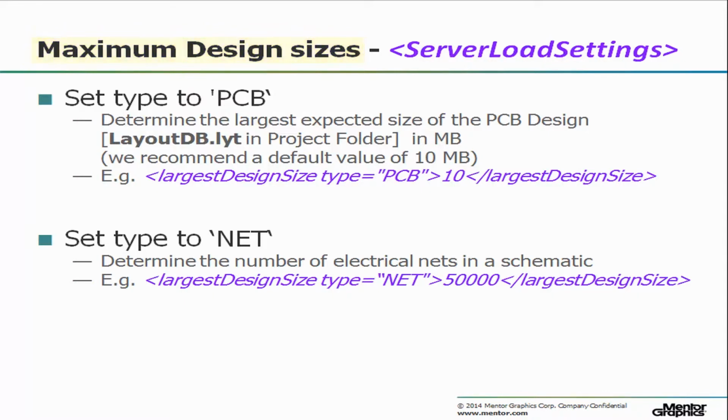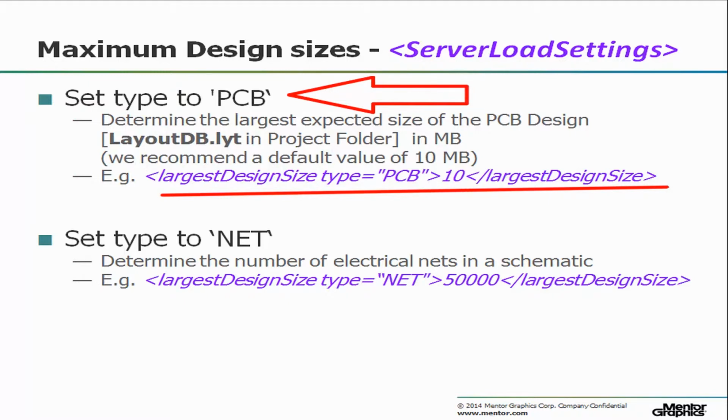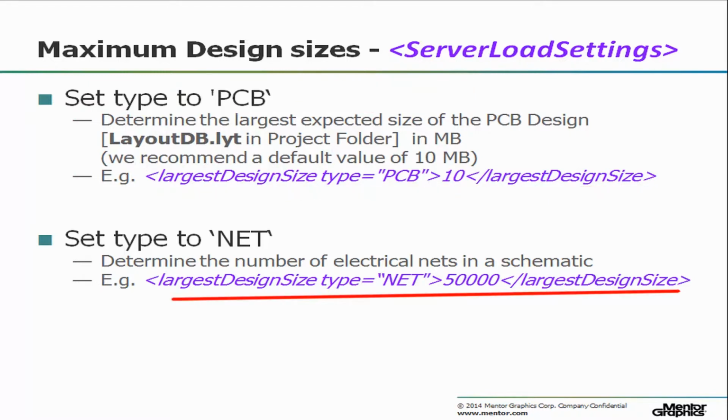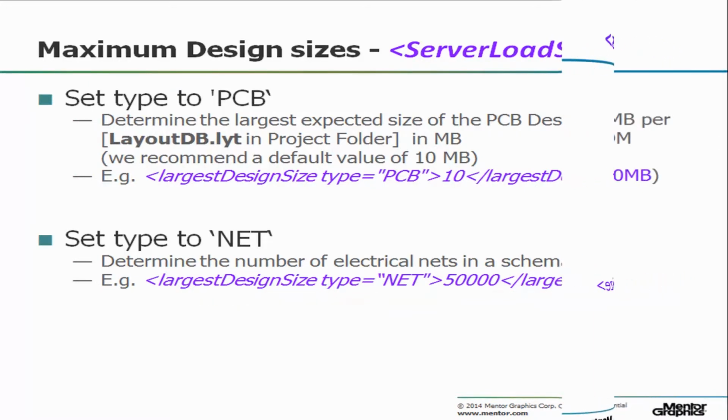There are 2 types of largest design size: PCB and net. You should provide type as PCB if setting based on design file size of layout DB in megabytes, or net if based on the number of electrical nets. Note that if you are using both schematics and PCB design tools, you should provide PCB settings. The net settings should be used only when there is no possibility of providing a reasonable PCB layout DB size.